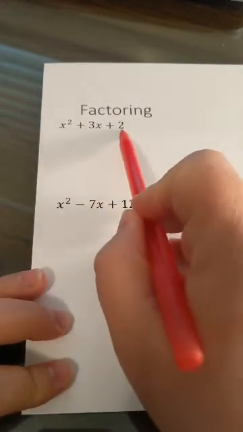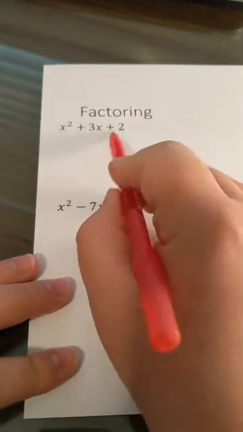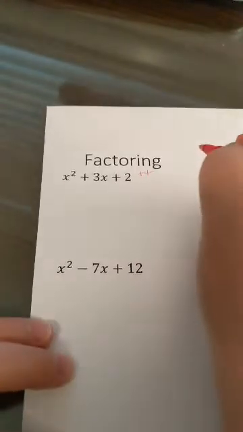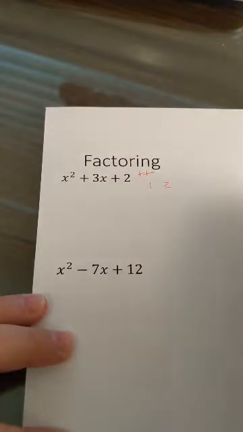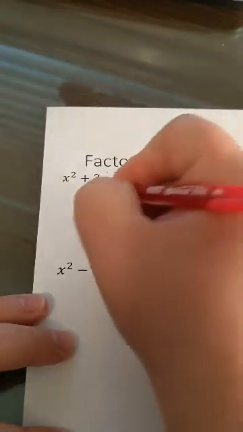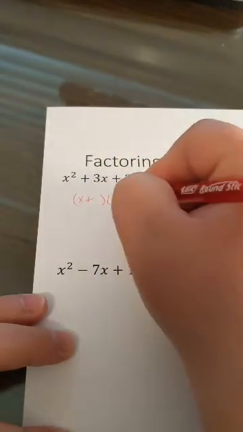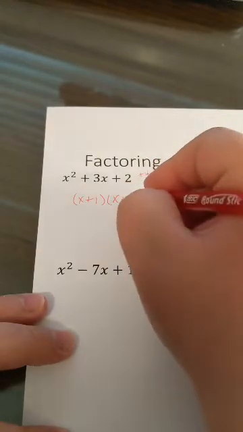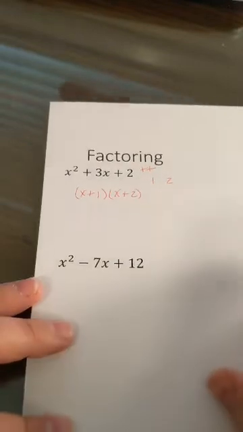Remember, you're looking for factors of this that add or subtract to 3. Well, this is a plus plus, so the answers are plus plus. Really our only factors of 2 are 1 and 2. So we have our two parentheses. So x, x, we know they're both plus, and then 1 and 2. So 2 times 1 is 2, and 2 plus 1 is 3. So that's how that one works.